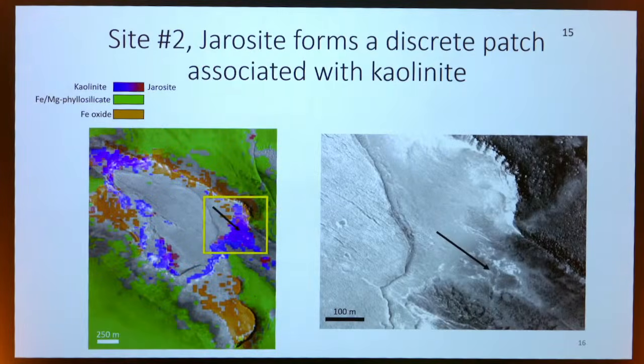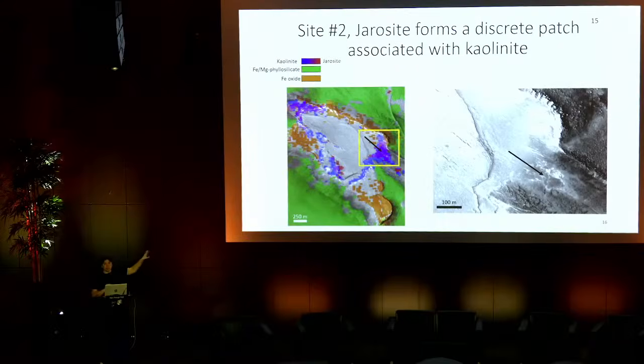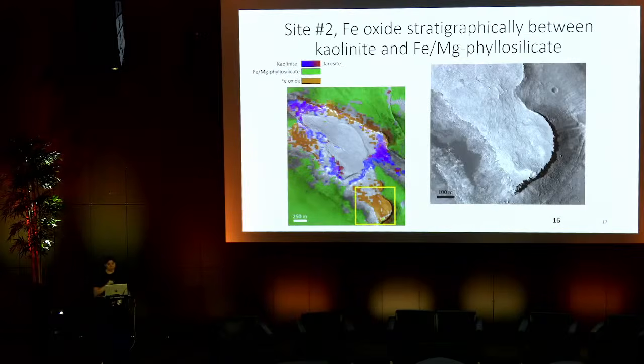In our plateau area, we again see jarosite associated with kaolinite, and if we zoom in, we can see this dark patch, a discrete jarosite patch that is in contact with and mixed with the kaolinite. We do see iron oxides present in this area. They're located stratigraphically between the kaolinite and the iron magnesium phyllosilicate. And if we zoom in on the iron oxides, we can see that they're of a distinct texture to the kaolinite. They lack those meter scale fractures.